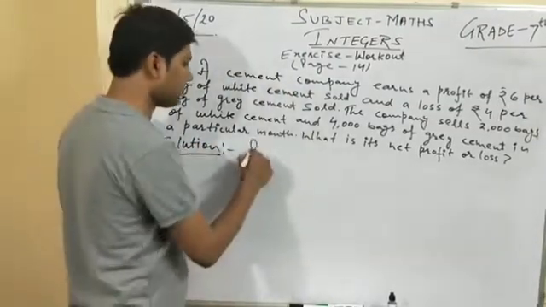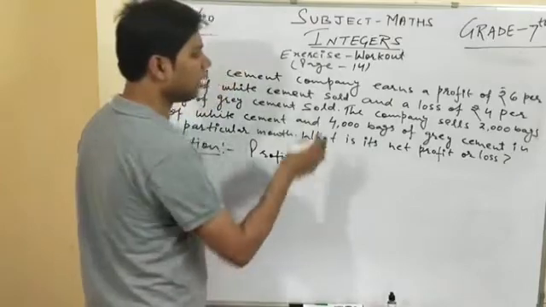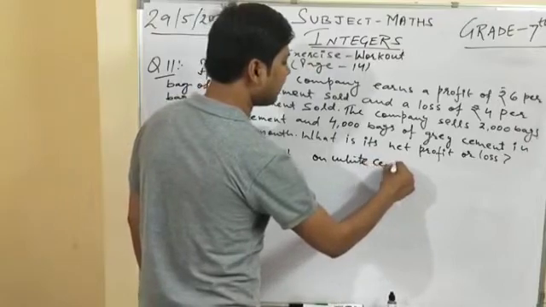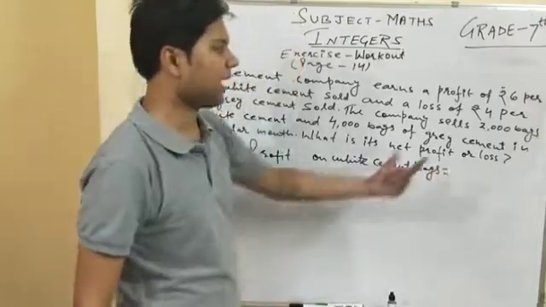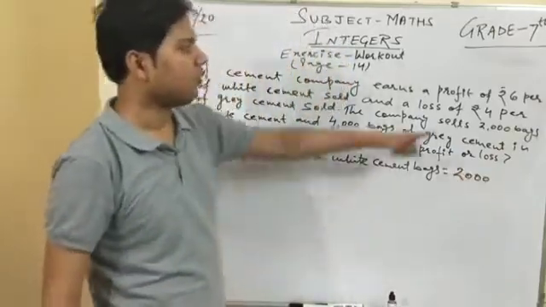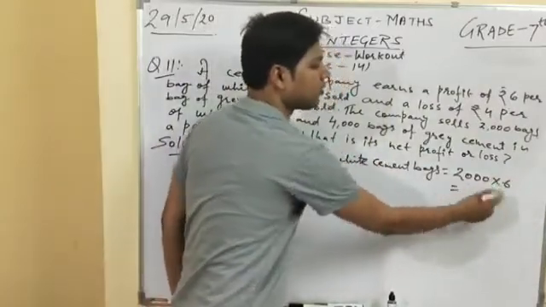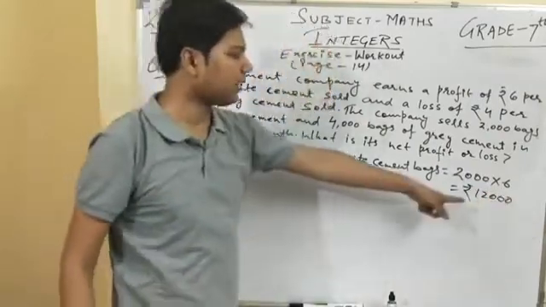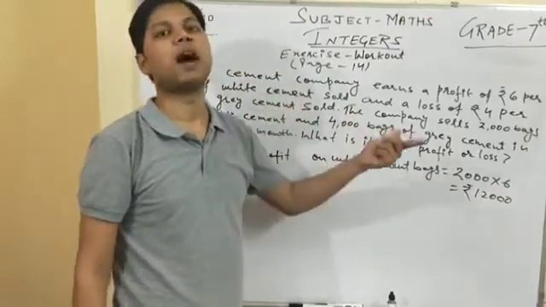First of all, profit on white cement bags is equal to number of bags. Number of bags sold is 2,000, and we earn rupees 6 per bag. So we have to multiply 2,000 by 6. Then 6 twos are 12. It becomes 12,000. It is the amount which is the profit gained by the company on selling white cement bags.